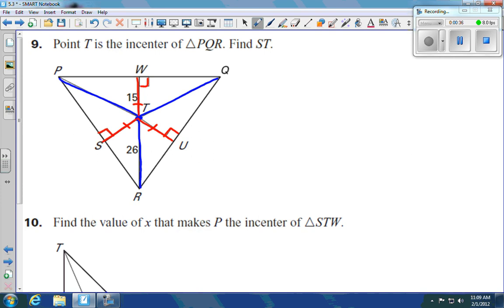So if I want to find ST, which is this side right here, I know that WT is congruent to TU, which is also congruent to ST. So as long as I know one of those, I know the other two. WT is 15, so that means 15 is equal to ST as well.